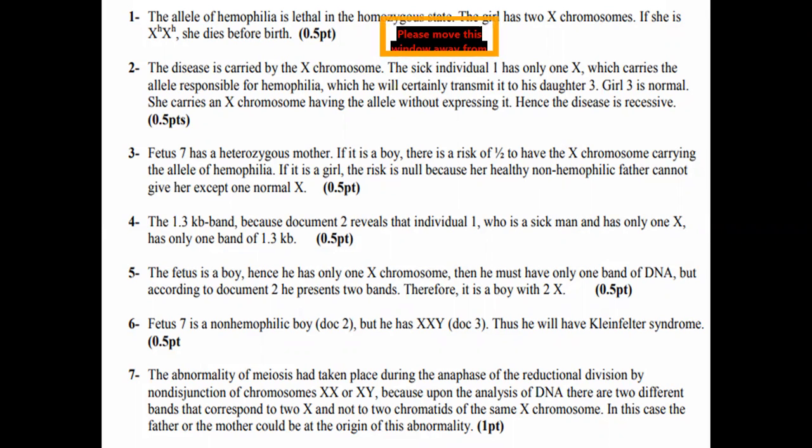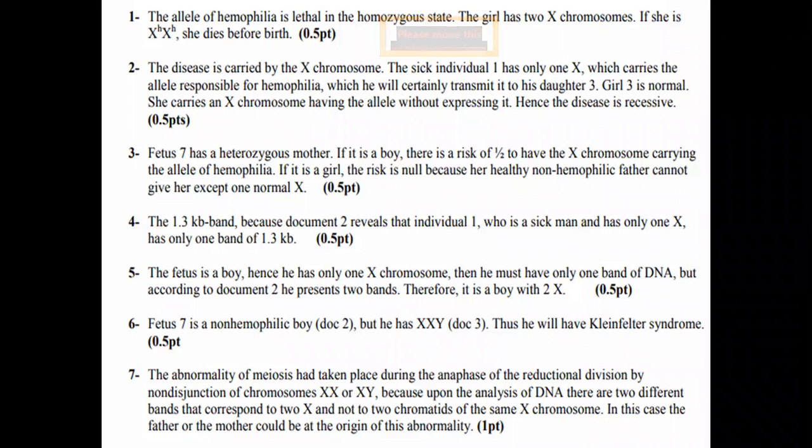The disease is carried by the X chromosome. So individual one has only one X, which carries the allele responsible for the disease. So it's XH, so it will transmit it to the daughter. The daughter, girl 3, is normal, so it's recessive and it's masked. Fetus 7 has a heterozygous mother, which is 3. So if it's a boy, there is a risk of 1 over 2 to have the X chromosome carrying the hemophilia allele. However, if it's a girl, the risk is going to be null because a healthy father cannot give her a defective X, only one normal X.